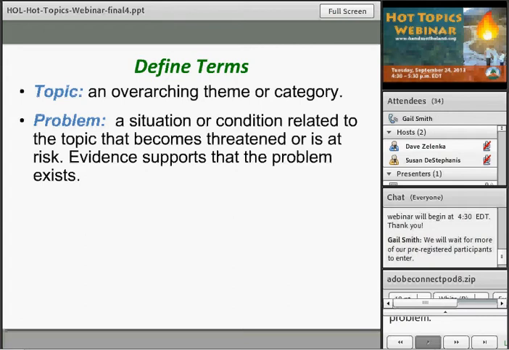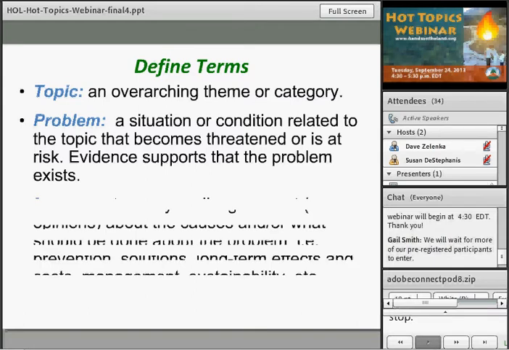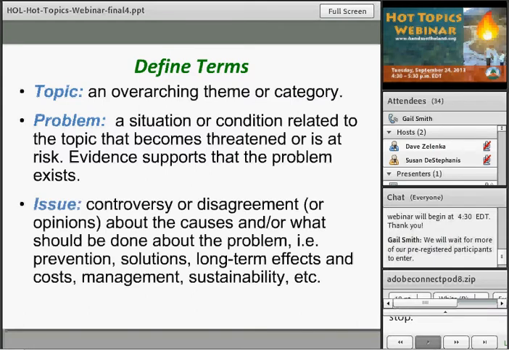Now, regretfully, this is oftentimes where textbooks stop. They will simply present a topic, perhaps an environmental topic, and the problem, and then it stops. And that's because this next term, coming up, issue, involves controversy or disagreement. And a lot of times textbooks don't want to go there, but it's necessary.